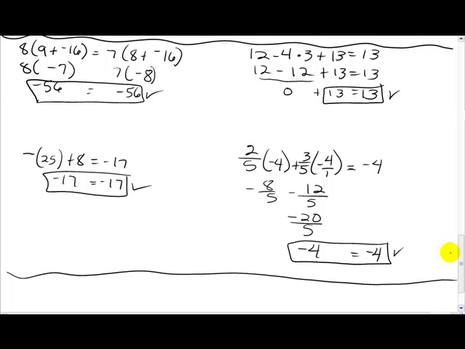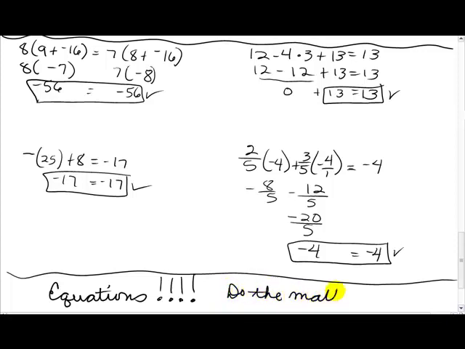This is very important. Equations. Very important. So do the work. Do the math. Do the work. Understand it. If you can't, you need to get some help. This does not go away. We will see equations for the rest of the semester. Good luck.